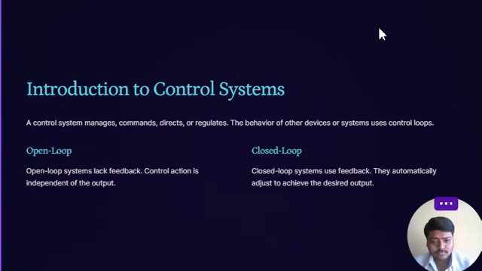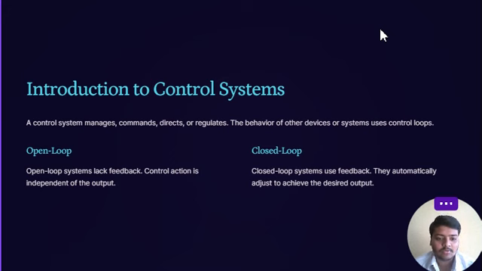Introduction to control system. A control system manages, commands, directs, or regulates the behavior of other devices or systems using control loops. This means a control system helps operate other devices. It decides how a system behaves using something called control loops, like a set of instructions that keeps things working correctly.